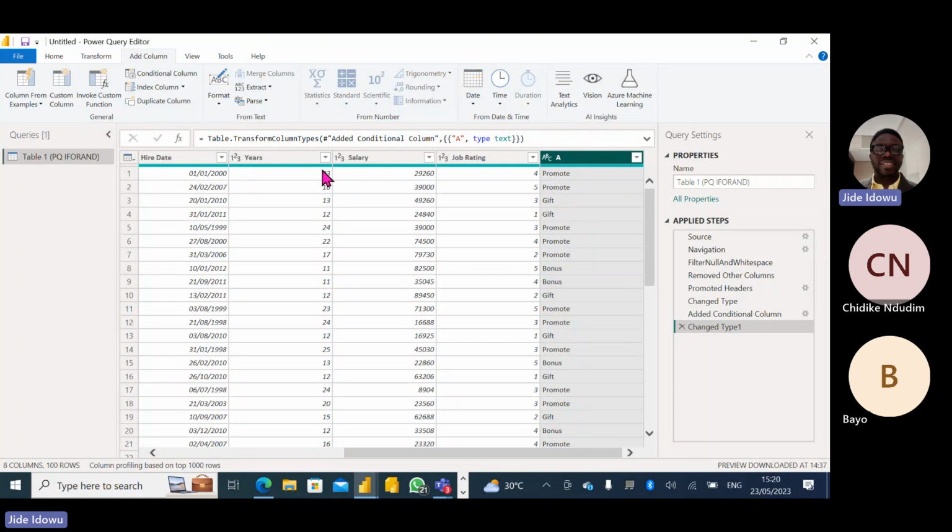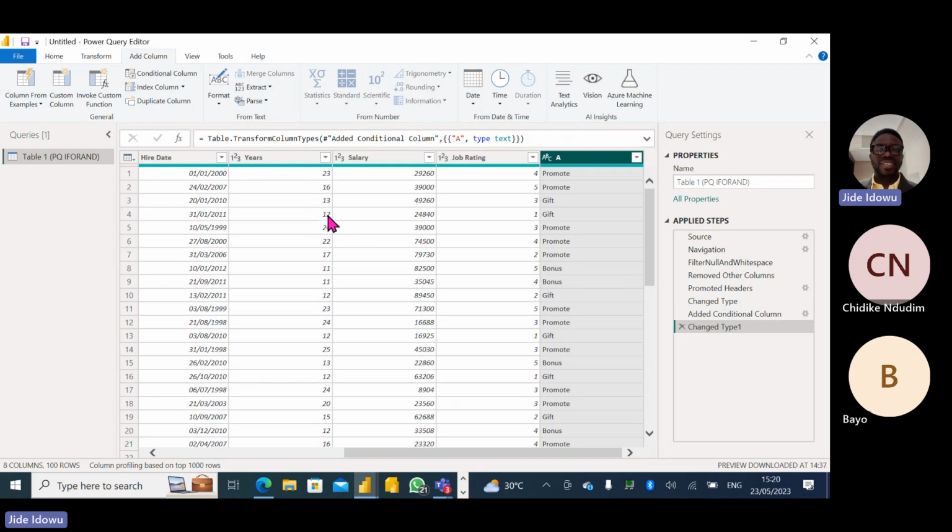If you take a look, this one is above 15. All right, let's take a look at this. Good. This one is above 15. Of course, this is 24 years of service, but his job rating is not greater than 3, though he's promoted. The reason is he met one of the conditions. So the reason why this person is getting gift is because he didn't meet any of the conditions.